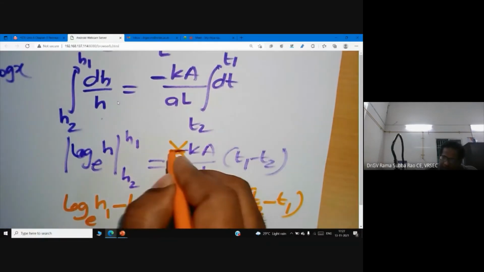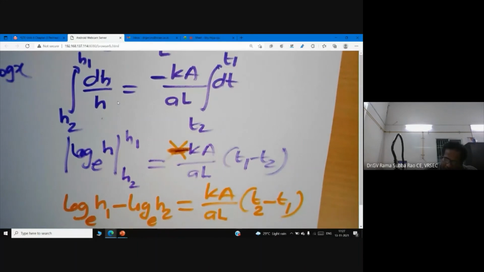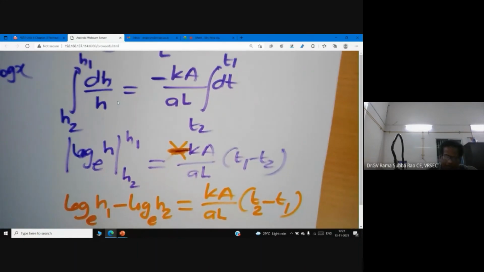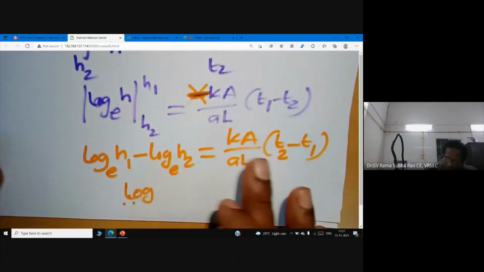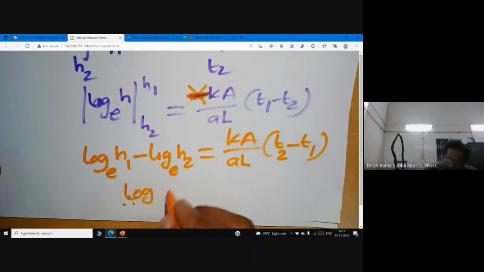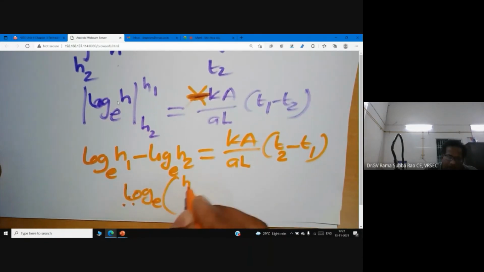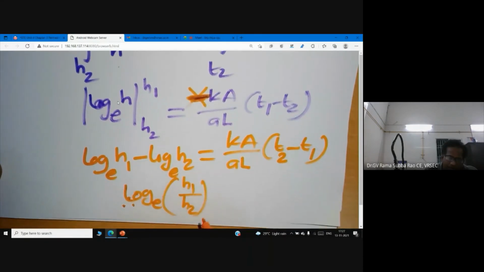So now you see, I'm getting log M minus log N. What will log M minus log N be? It is log of M by N.